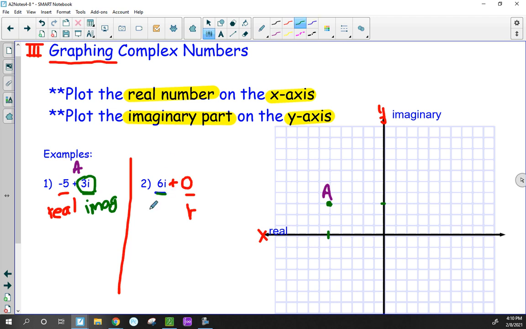And then I just plot. Okay, so let's go to real first. Real first on the x-axis, 0. Stay where you are. Okay, let's call this one point B, by the way. And then the 6 in front of the i is positive 6, meaning go up 6. And that location is going to be where your B is.